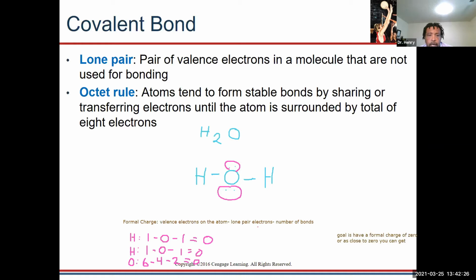So Erin, are you there? She asked, are we counting pairs or are we just counting lone electrons? So in this case, we're counting lone electrons. That's what I call lone pair electrons. So it's the electrons that are just in those lone pairs, all the electrons in the lone pairs. Okay. Does that make sense, Erin?